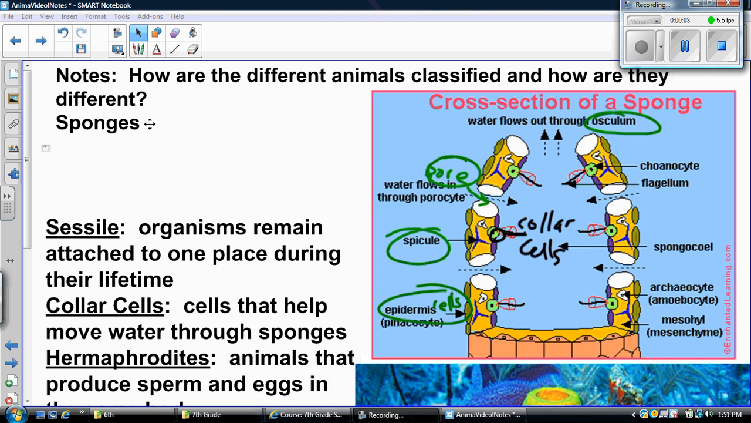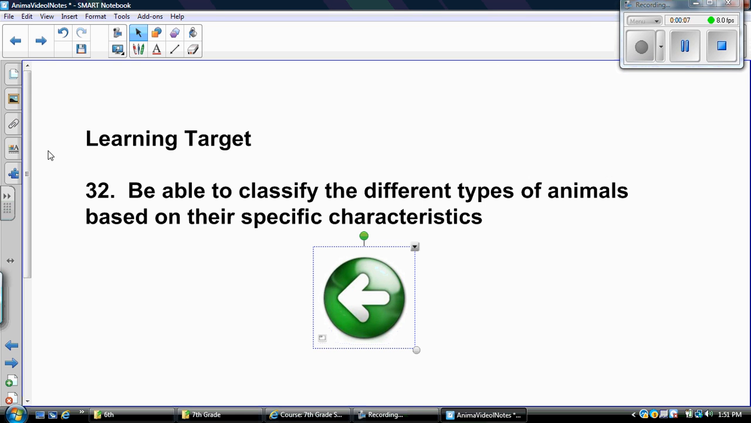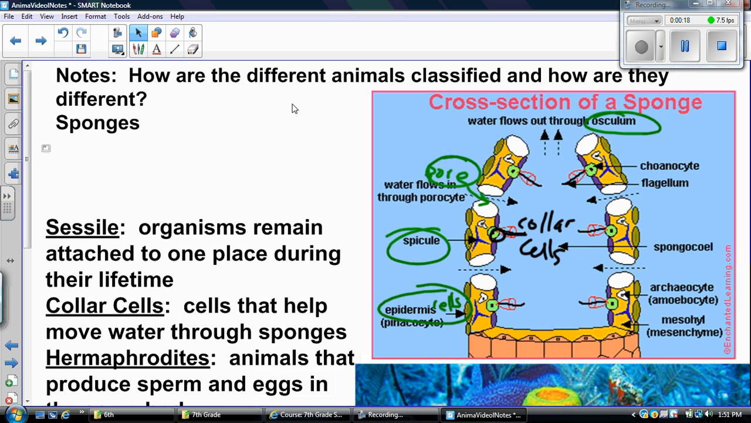Okay, so now we're actually going to get into the different phyla of the animal kingdom. After listening to the video, you should be able to classify the different types of animals based on their specific characteristics. So I'm going to go through each phylum. I recommend that you write down the notes for each phylum, and if there is a diagram, you're going to want to draw that.